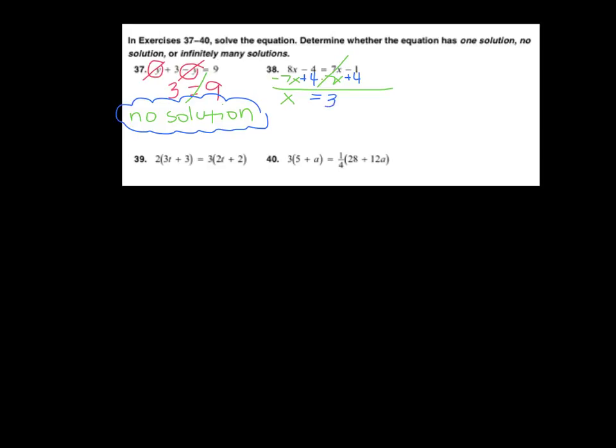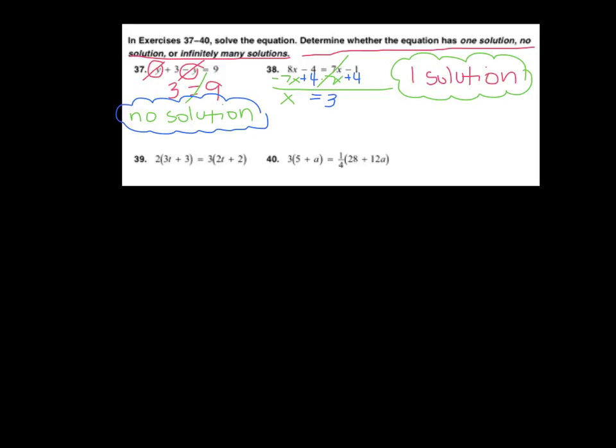So remember, up here, they're asking me to determine if there's one solution, no solution, or infinite solutions. So for number 38, if x equals 3, that means this problem would have one solution. And that's what you would need to tell me, because they're not asking for the solution, they're asking for how many of them there are. Okay, let's look at 39.